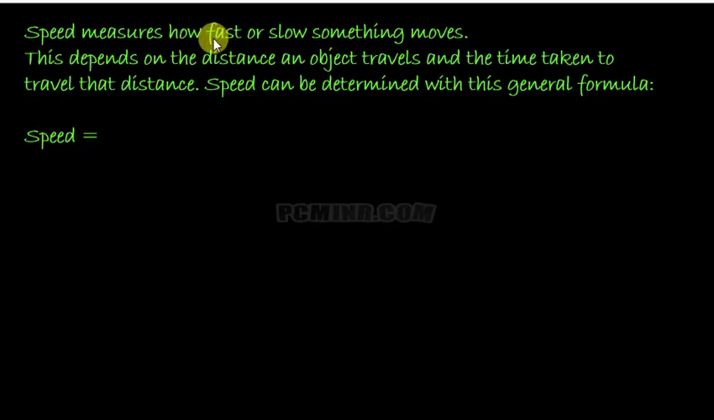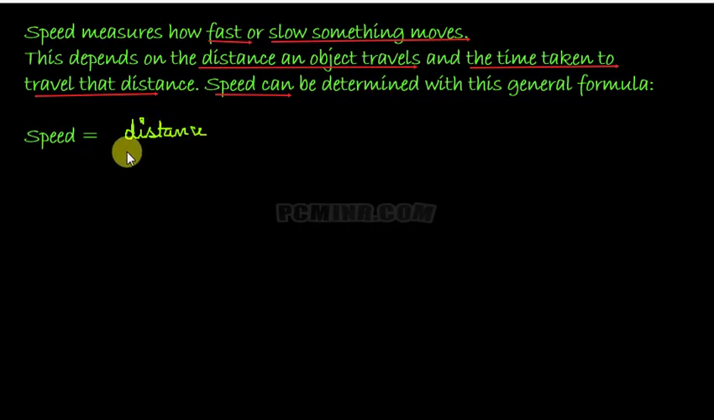Speed measures how fast or slow something moves, and this depends on the distance an object travels and the time taken to travel that distance. So we can say speed can be determined with the general formula: speed is equal to distance upon time. That is the formula we are going to use to find out the speed of any object that is moving.